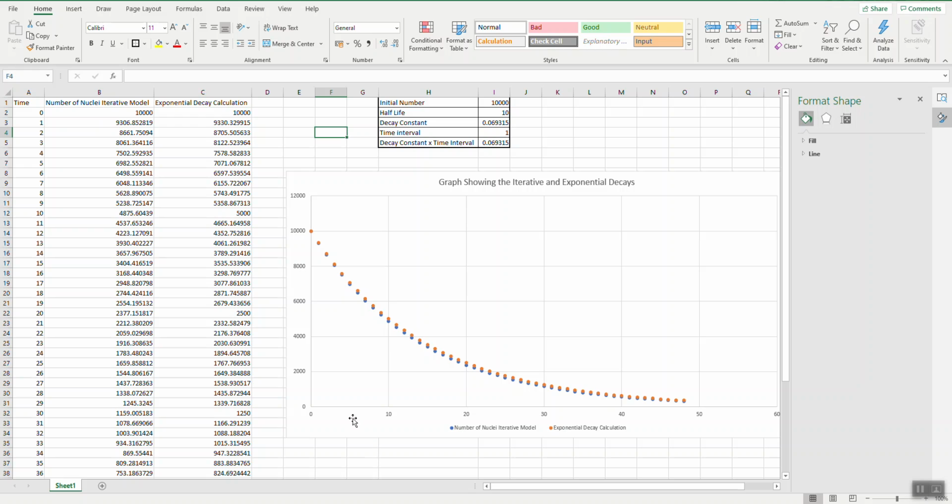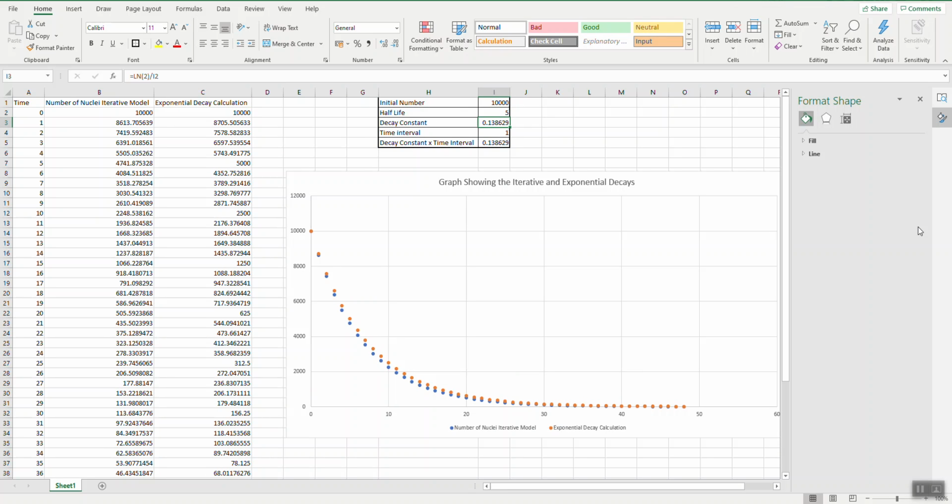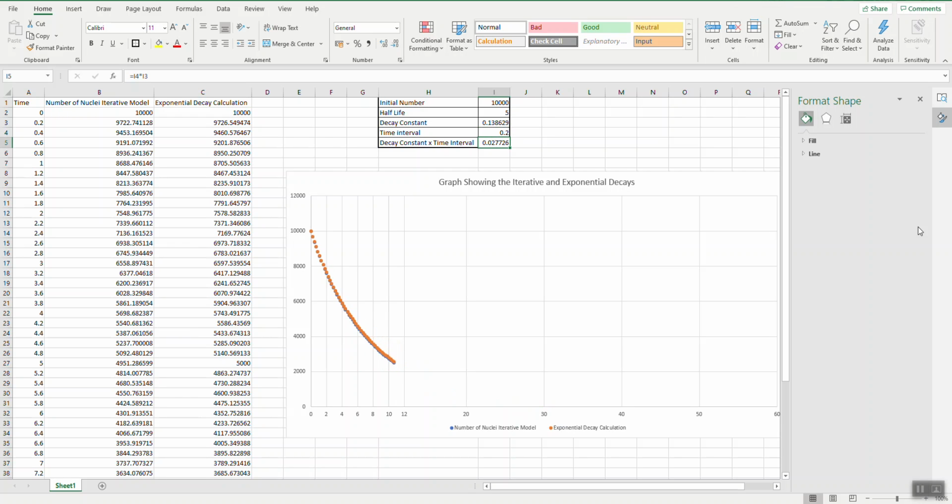Here we go. I've got a spreadsheet right here. Now, this is shared with you, so you can have a play with it. You can deal with your numbers stuff. But let's say, what do we say? We said the half-life was 5, and we're measuring a time interval of 0.2.